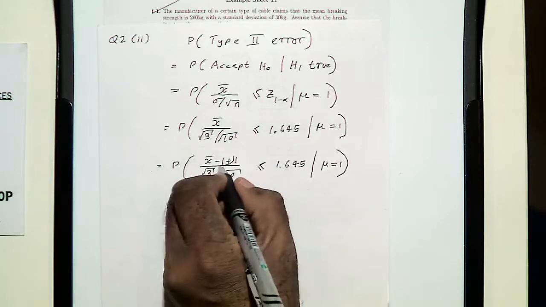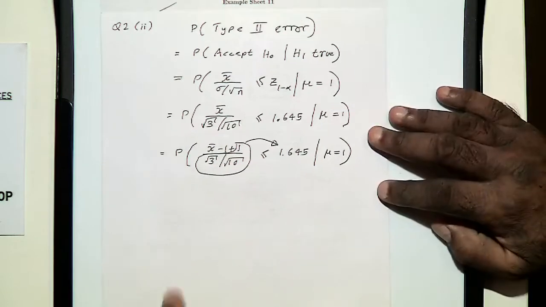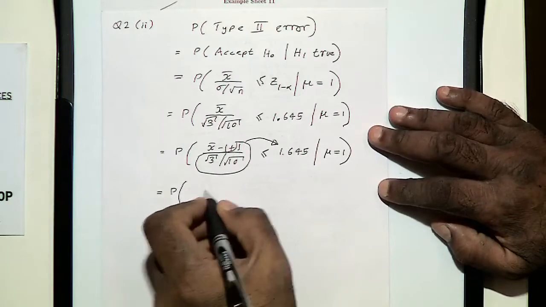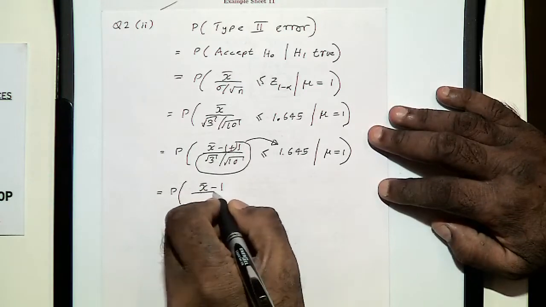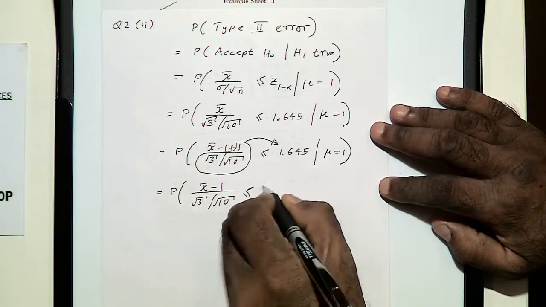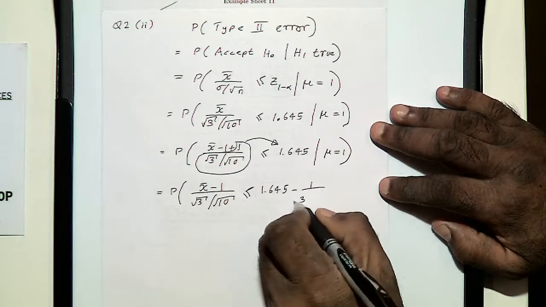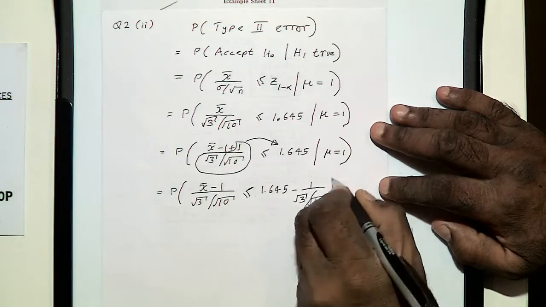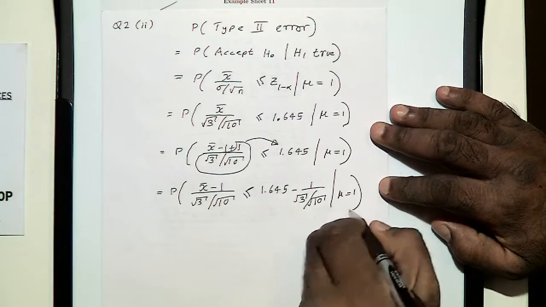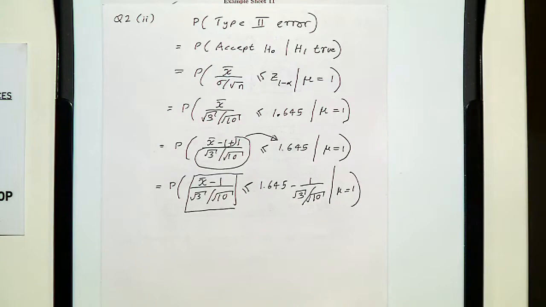Now, I'm going to take this term here to the right hand side. So this will become the probability that x bar minus 1. You will see in a minute why I'm doing this. Let me explain why. Okay, now you should look at this. Can you say something about the distribution of this? Can you see something about it?